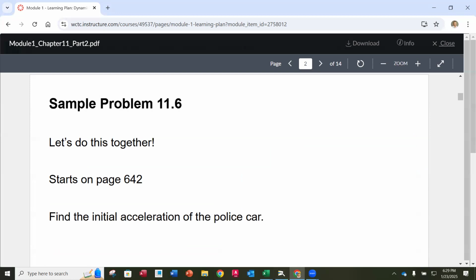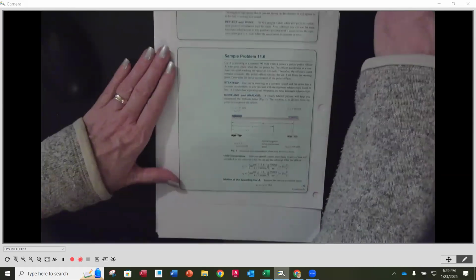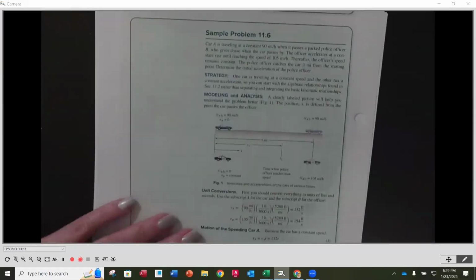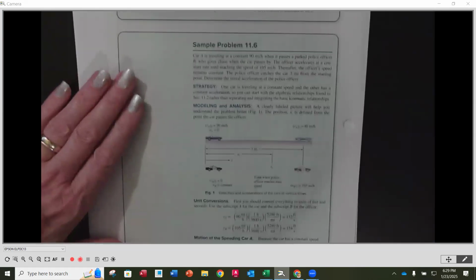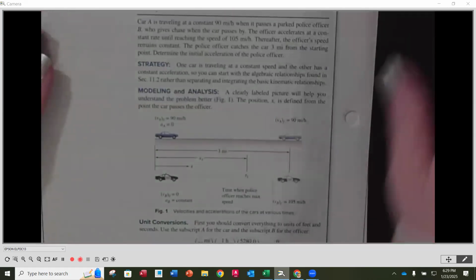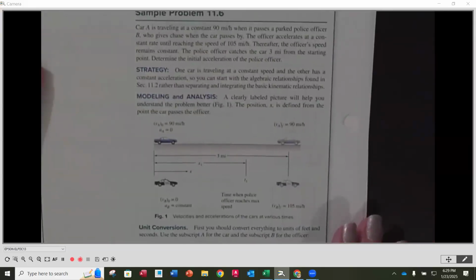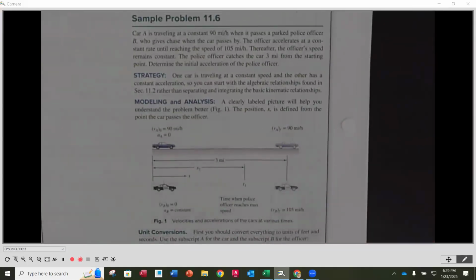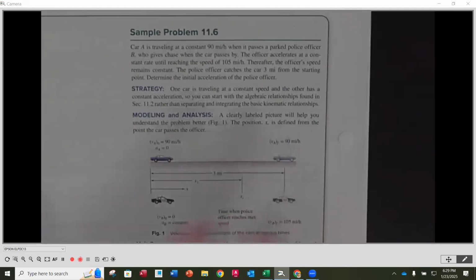So I am going to go underneath my camera and we are going to look at the problem statement. Okay. So this problem starts on page 642. Okay, and here is problem 11.6. So if you're following along in the textbook, page 642, sample problem 11.6 here.